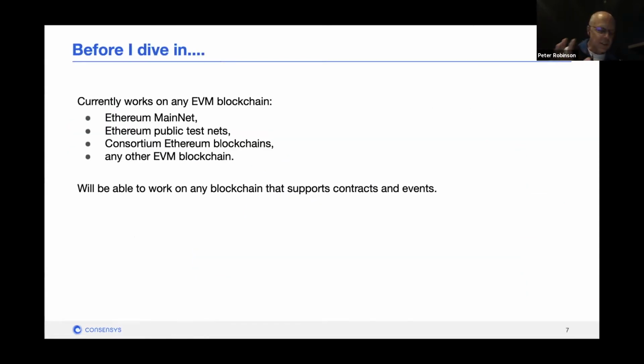Before I dive in though, I think it's important to state very explicitly that this protocol is going to work on any EVM-based blockchain. So mainnet, the public Ethereum blockchain, public testnets. It'll work on consortium blockchains, so private permissioned blockchains, or any other EVM-based blockchain that exists. And the technology should be able to work on any blockchain that supports contracts and events, so Hyperledger Fabric, Corda, and a whole range of platforms. And the intention certainly is to expand it out to be a protocol to bring together all of the blockchains.